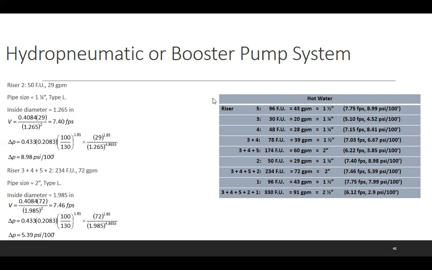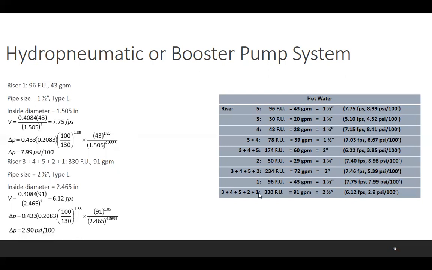Riser 2, 29 GPM, pipe size 1-1/4. Inch diameter 1.265 inch. Velocity 7.4. Delta P is 8.98 PSI. Then riser 3 plus 5 plus 2, 234 FU, 72 GPM. Pipe size 2 inches, type L. Inch diameter 1.95 inches. Velocity 7.46. Delta P is 5.39. Yan, nataas.